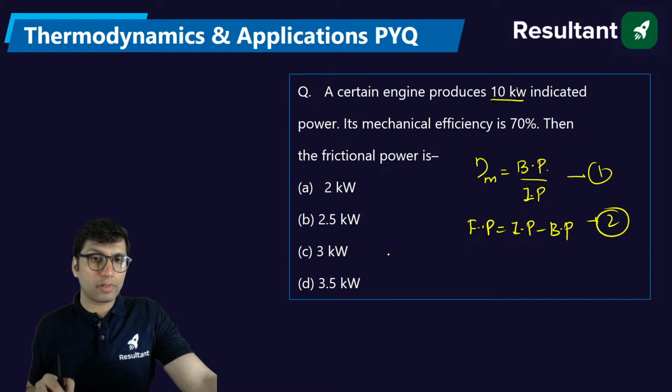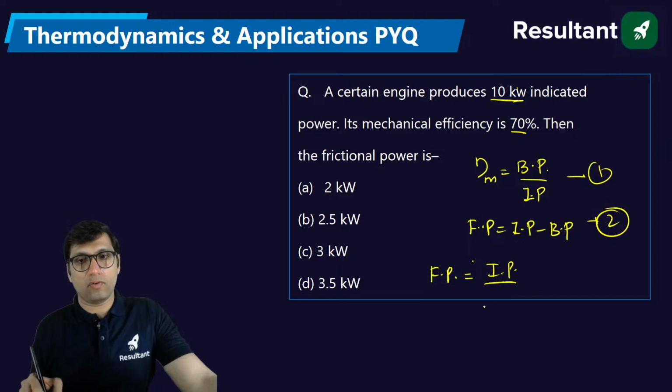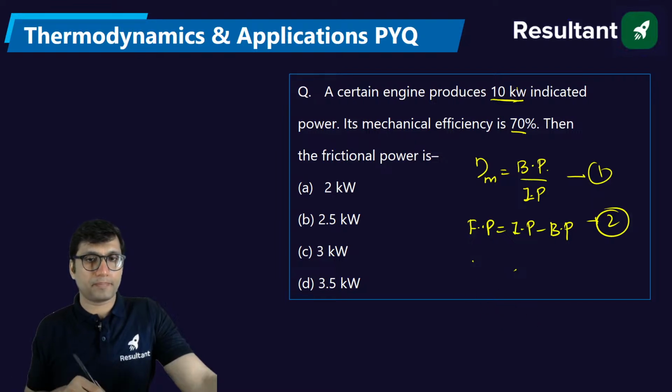But I have also told you one trick, that when you know the indicated power and mechanical efficiency, you can directly use this particular concept, that friction power is equal to indicated power multiplied by 1 minus mechanical efficiency. This is the concept. Just a second, let me make this formula more clear to you. How do you get this formula?